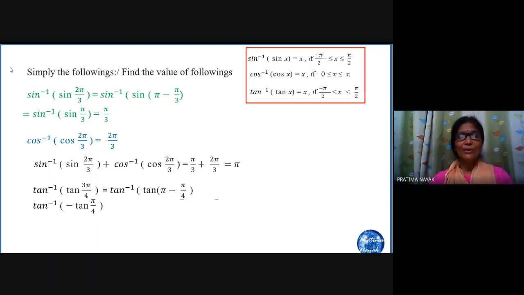Now what to do now? We'll write minus tan pi by 4 as tan of minus pi by 4. So tan inverse tan of minus pi by 4. Now you see the value minus pi by 4 lies between minus pi by 2 to plus pi by 2. So it can be written as simply minus pi by 4. I hope it is clear.